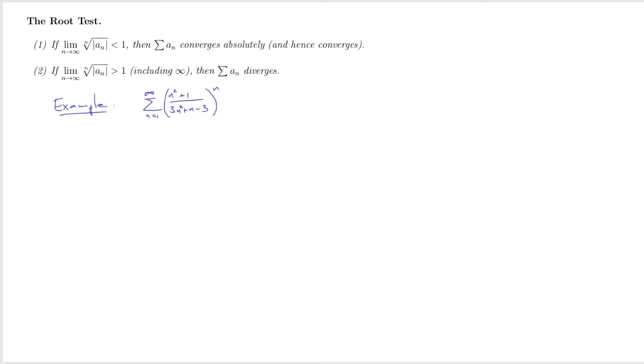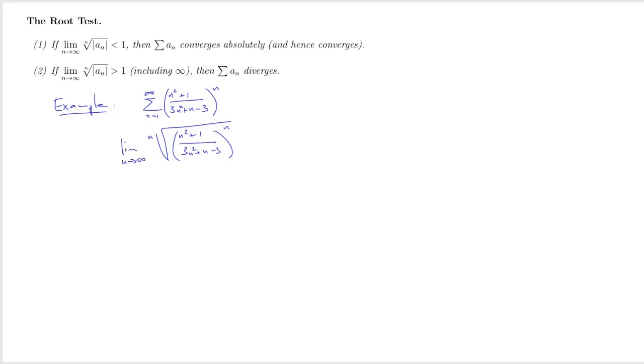Here's an example: the sum n equals 1 to infinity of the quantity n squared plus 1 over 3n squared plus n minus 3, all raised to the n. It's these kinds of examples where we've got something all raised to the nth power or something like the nth power that just cry out for the root test. I take the limit as n goes to infinity of the nth root of the terms of the series.